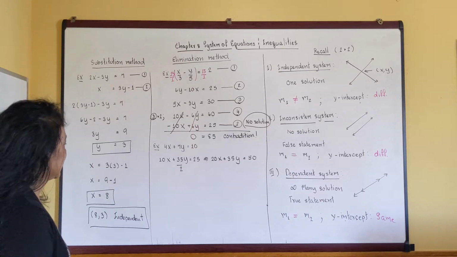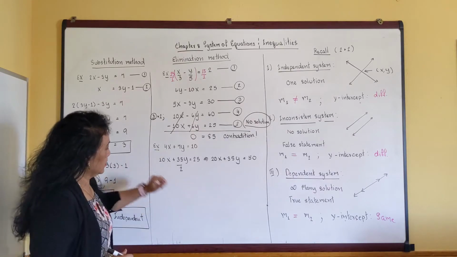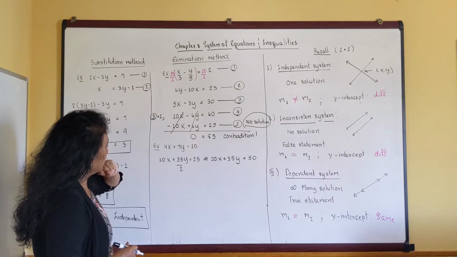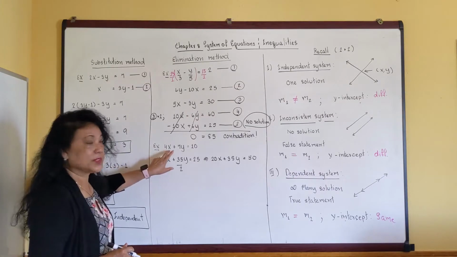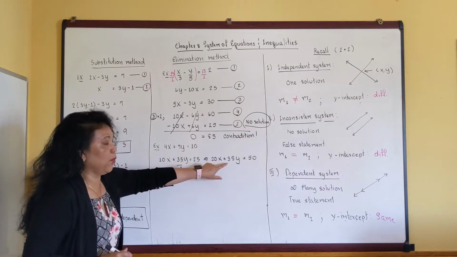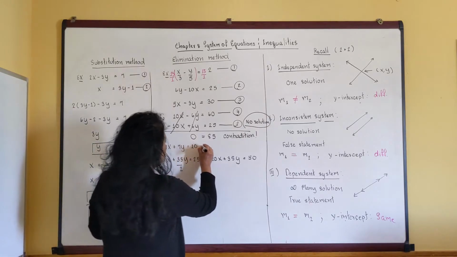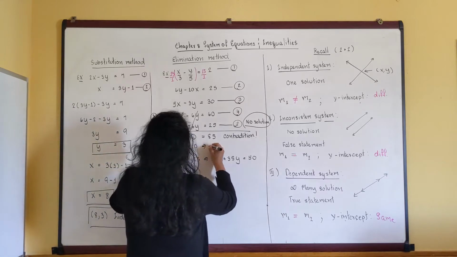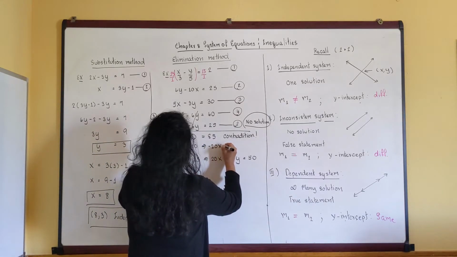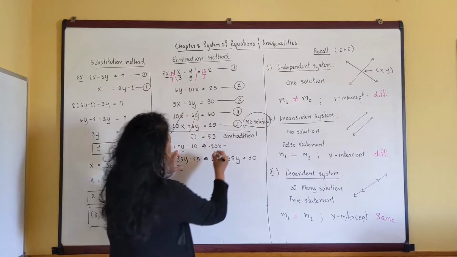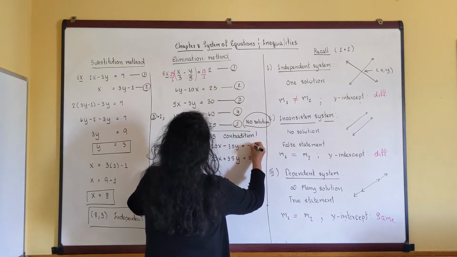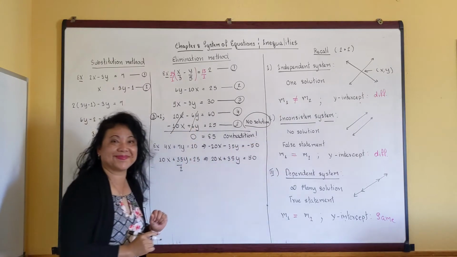All right. Now I have this one because I don't have much room. Let's see. I'm going to multiply by negative 5 because I want to get rid of y. Negative 5 times 20 is negative 20x. Negative 5 times 7 is negative 35y, equal to negative 50. All right.